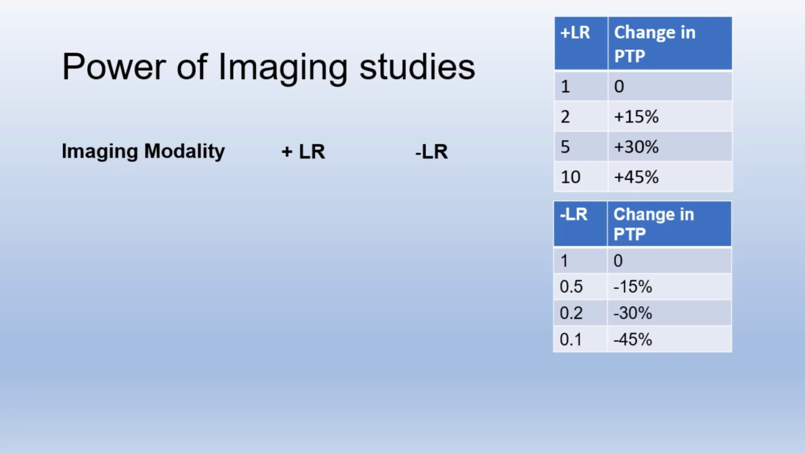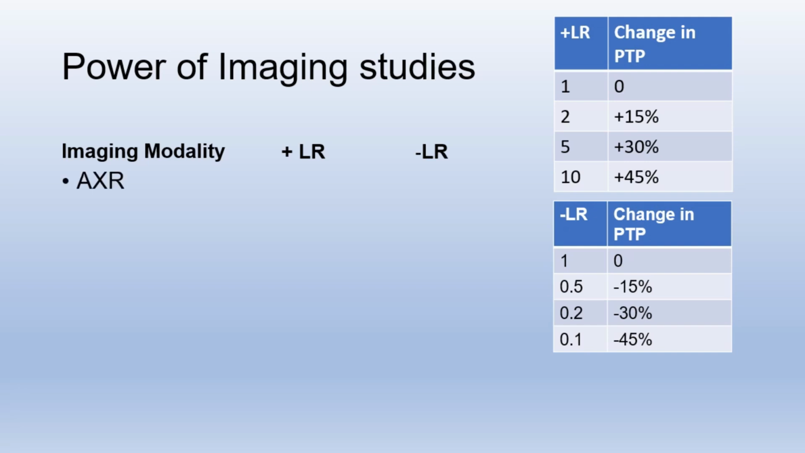Negative likelihood ratios function in a similar fashion. So 1 offers no change, no value. 0.5 reduces the possibility by negative 15%. 0.2, it reduces the possibility by negative 30%. And 0.1 is going to be a decisive finding. It decreases your probability by negative 45%. So with that in mind, let's look at the different imaging modalities.